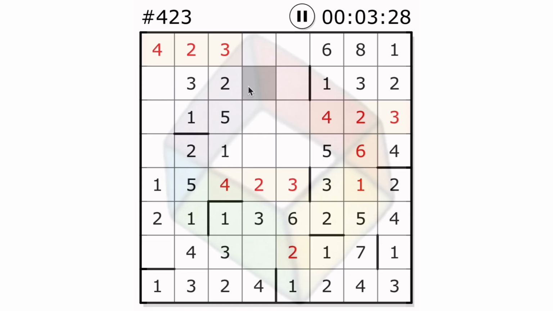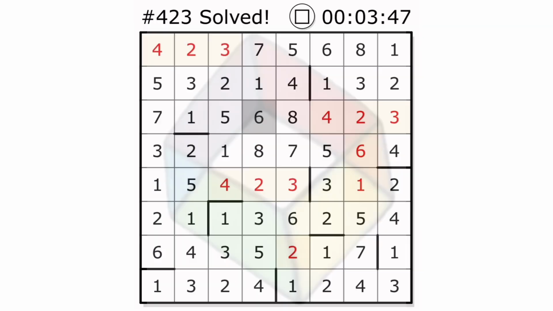Looking up, 4s go there, and this 1 makes a 1 here, a 5 there. We're left with 3, 6, 7. 1 place for the 3, which leaves us 1 place for the 6, 1 place for the 7. We have a singlet here, which breaks up our 5, 7 pair, which breaks up our 7, 8 pair, which breaks up our 8, 6 pair. And that's one way to solve one-up 423.